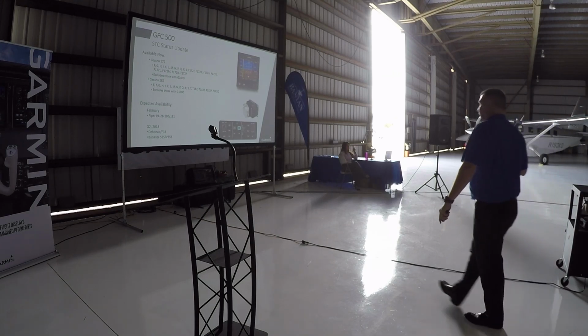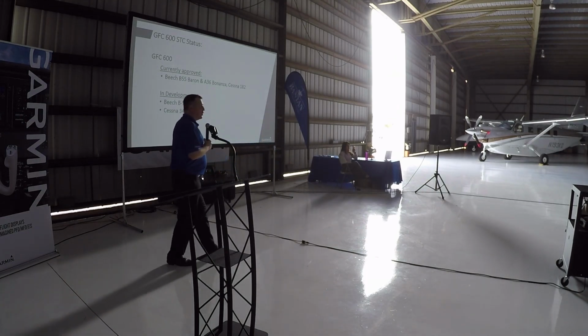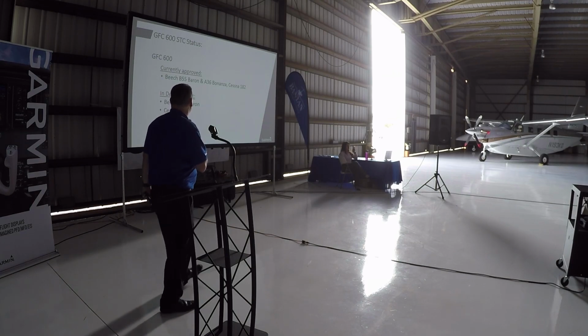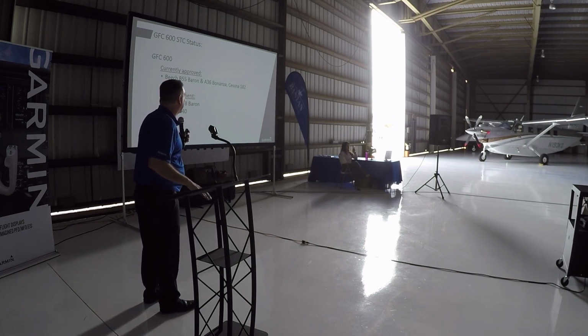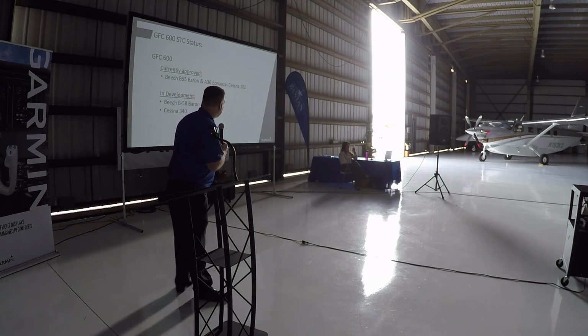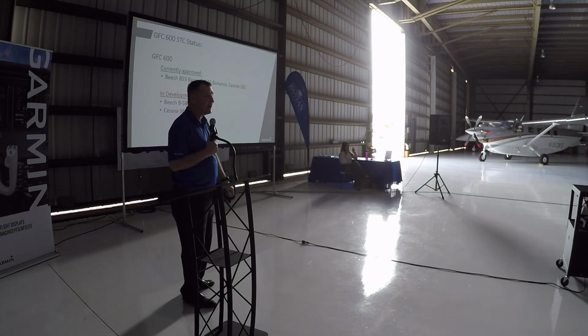Okay, so the GFC 600. Currently approved on the GFC 600 is the Beech 55 Baron, A36 Bonanza, and Cessna 182. Cessna 182 has the distinction of being the only aircraft that's approved for both the GFC 500 and the GFC 600. I don't know why, but we have that. We are developing the B-58 Baron and the Cessna 340. That's in flight test right now.